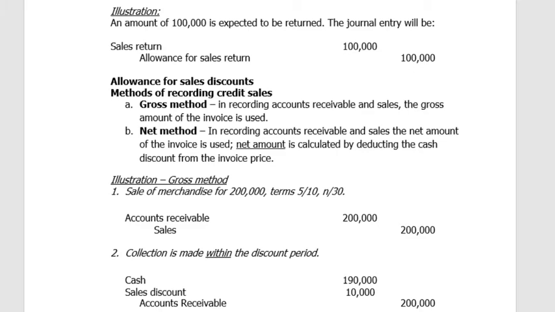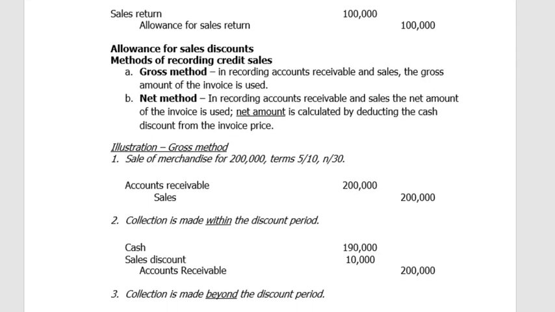So now let us move to the methods of recording these credit sales. Normally, itong mga gross method and net method na to ay nag-a-arise lang when you are doing credit sales, kung ikaw ay nagpapautang. So under the gross method, you record the accounts receivable and sales at gross amounts. Under the net method, you record the receivable and sales at the net amount. So, ano naman yung net amount na yun? The net amount is calculated by deducting the cash discount from the invoice price. So, it will be best kung i-illustrate natin yan. Mas madali kasi siyang maintindihan.